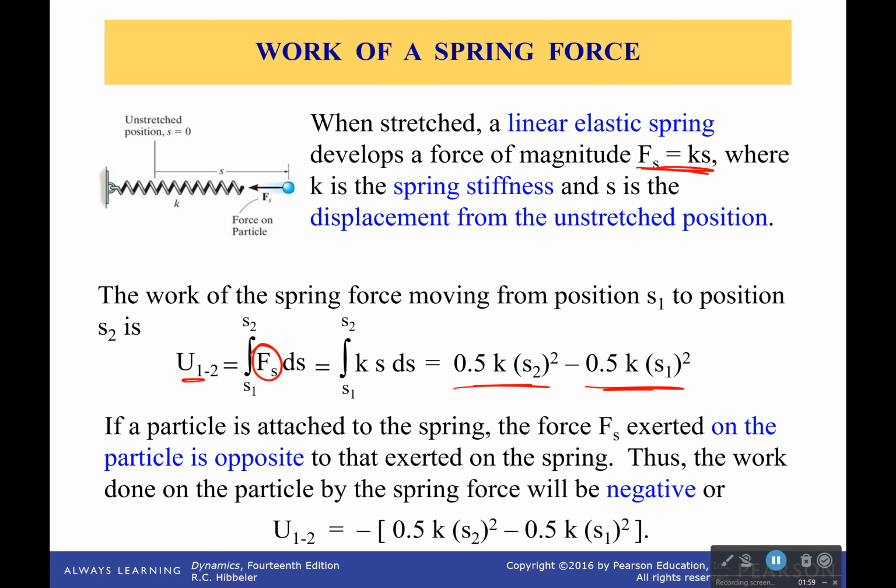Now, what you need to realize is that if the particle is attached to the spring, the force F exerted on the particle is always opposite to that exerted on the spring. Thus, the work done on the particle by the spring force will be negative. Always negative, because the spring will be resisting the direction it's going. So don't forget that negative sign. That is important.